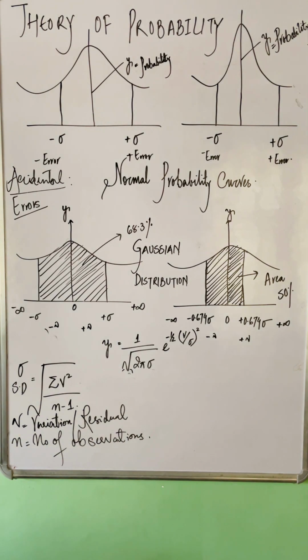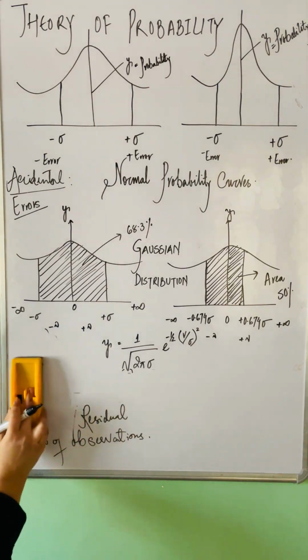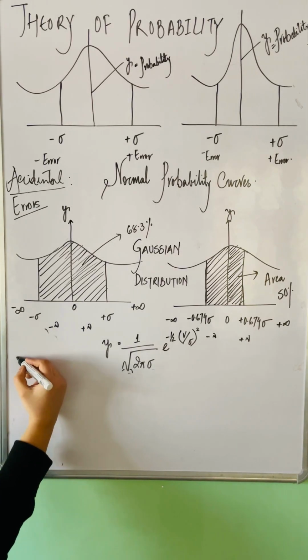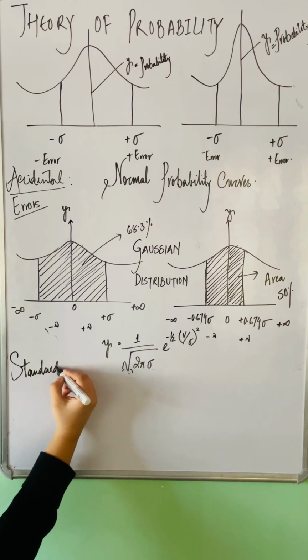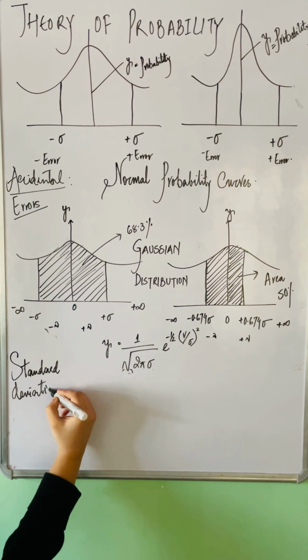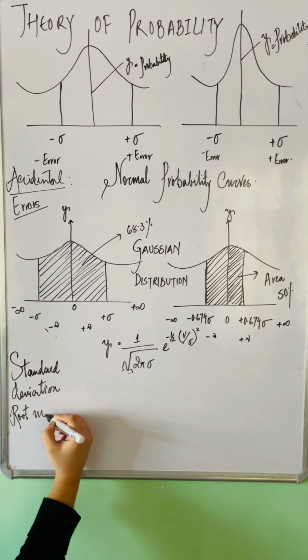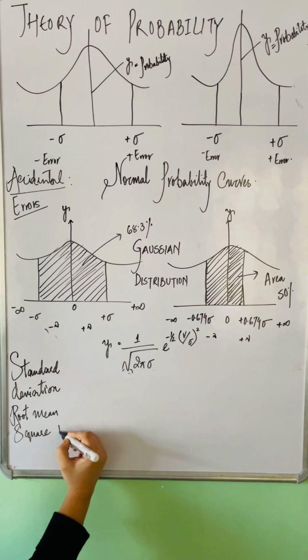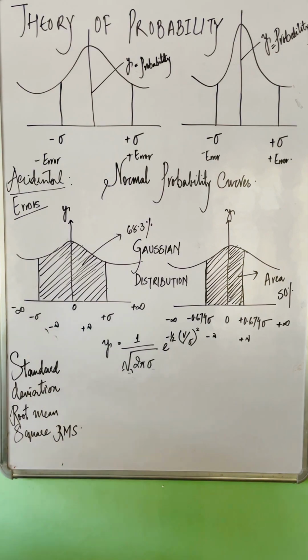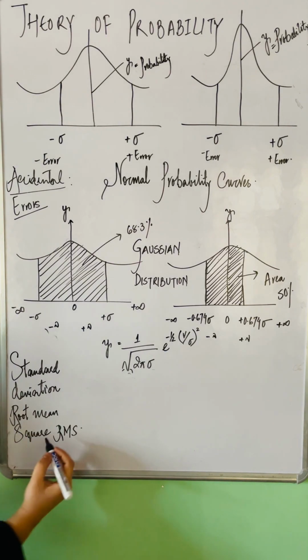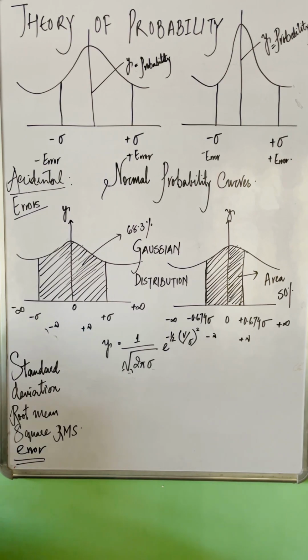All right, so we can express sigma, which is the standard deviation, as the square root of the summation of v squared divided by n minus 1. This standard deviation is also known as the root mean square error of a measurement. Let me write it down over here. Standard deviation is also known as the root mean square, RMS value of a measurement, the root mean square error of that particular measurement.